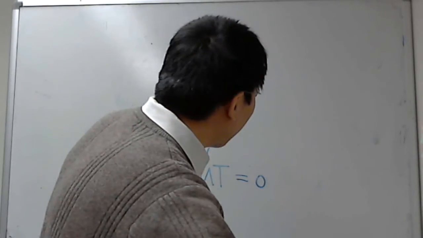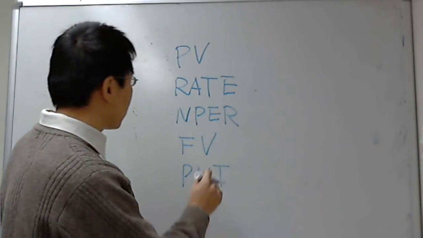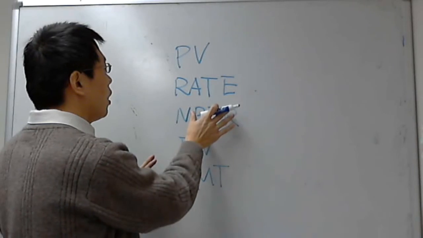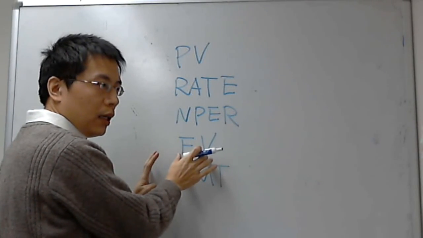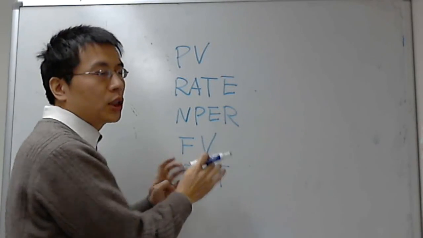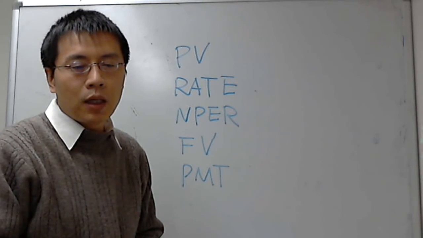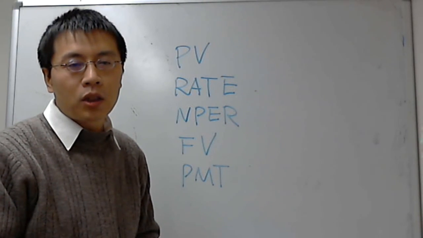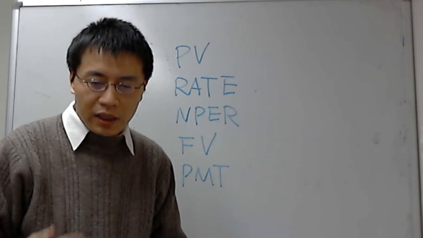Each variable has an Excel function. So for example, here, if we know the four of them, we can use the FV function in Excel to solve the future value. So let me show you how we can use the FV function to compute the future value in the next video.